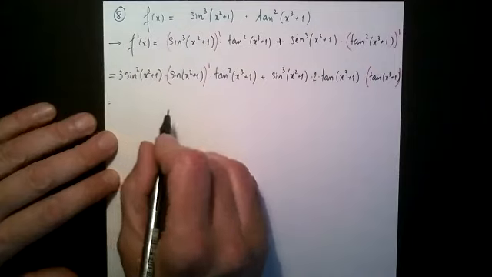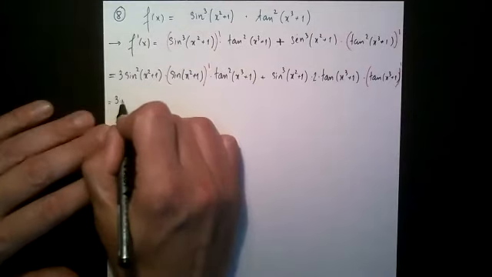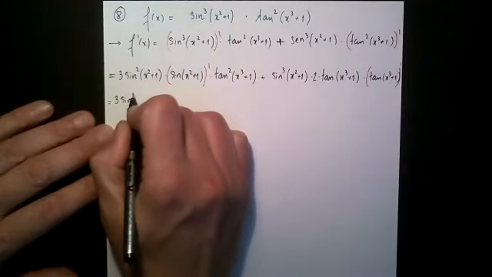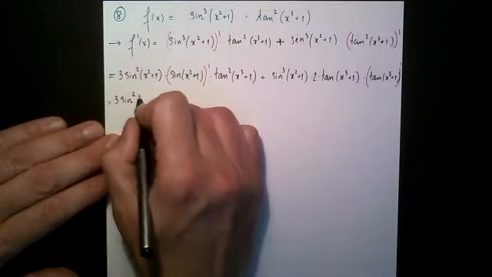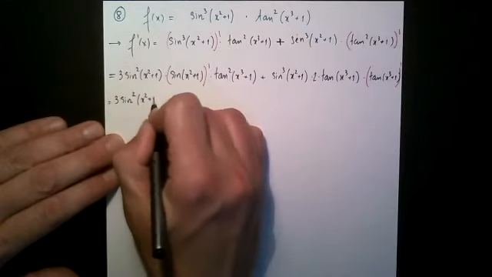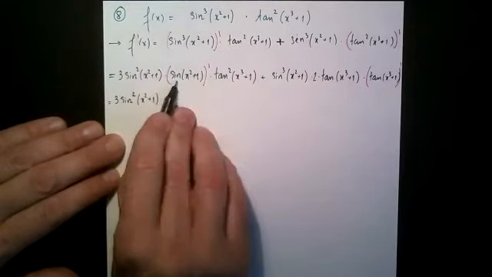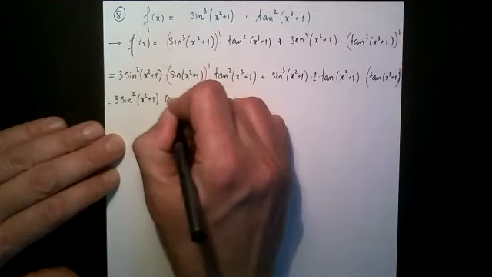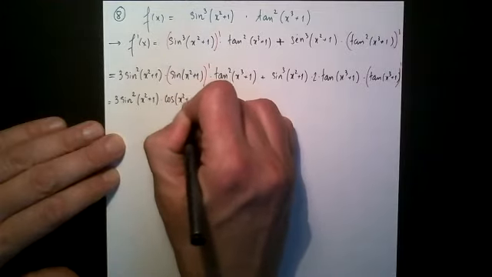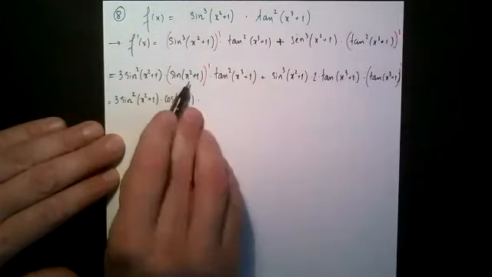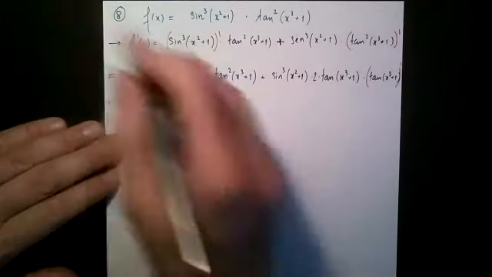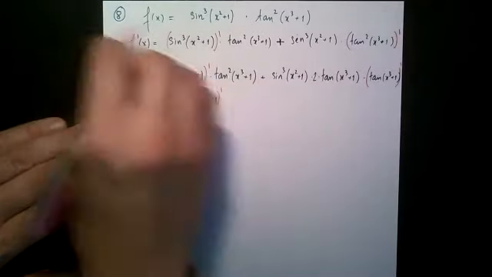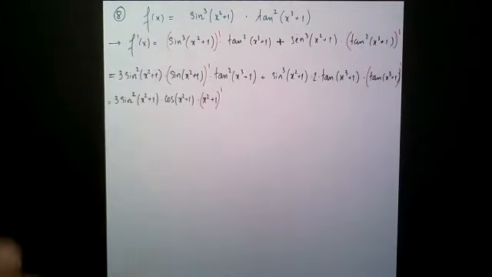So I think I'm going to run out of space. So 3 sine squared of x^2 plus 1. The derivative of sine of this is cos of x^2 plus 1 times the derivative of the x^2 plus 1. It's not too small, you can still read.